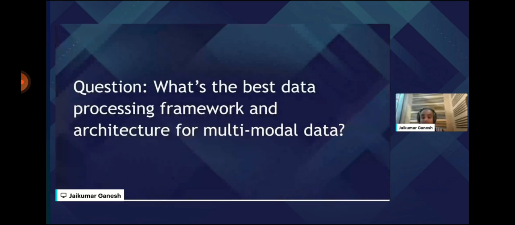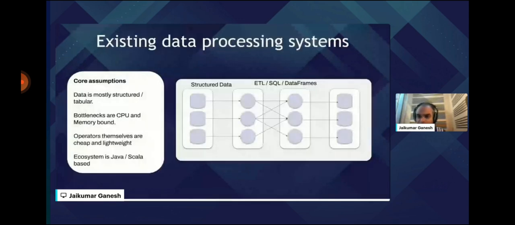So the question for us technologists is, what's the best data processing framework and architecture for multimodal data? Let's look at the existing data processing systems. They made some core assumptions around 10 years back that data is mostly structured and tabular. Bottlenecks are CPU and memory. Operators themselves are cheap and lightweight, Java and Scala.